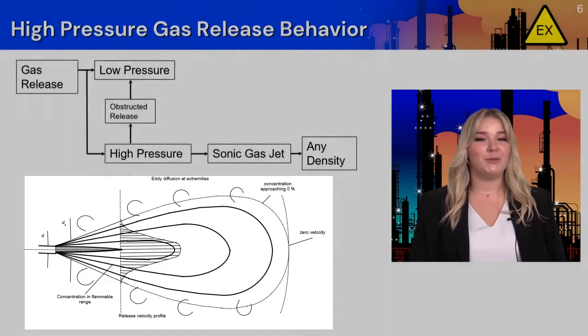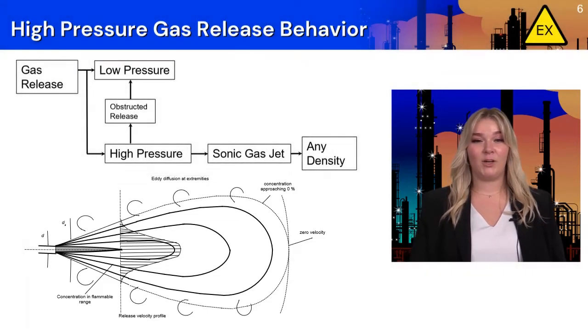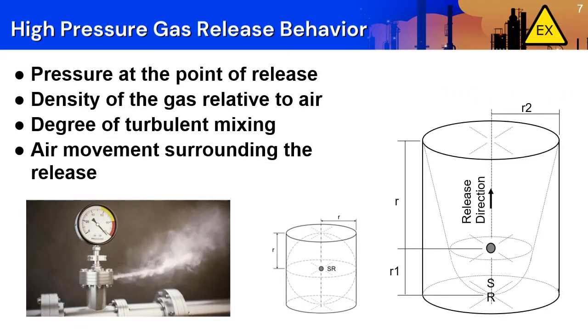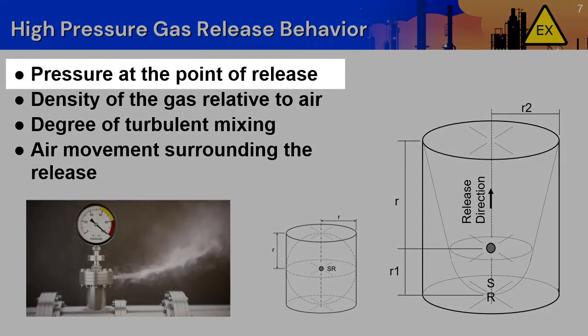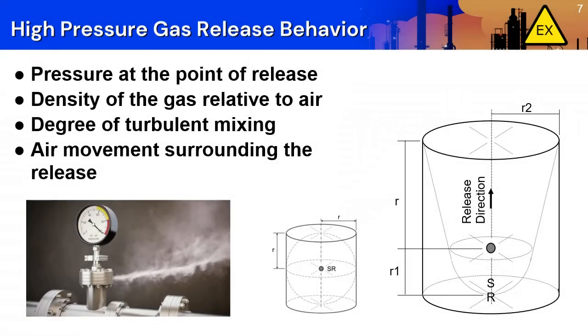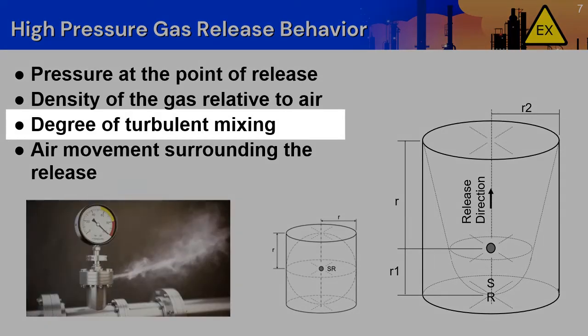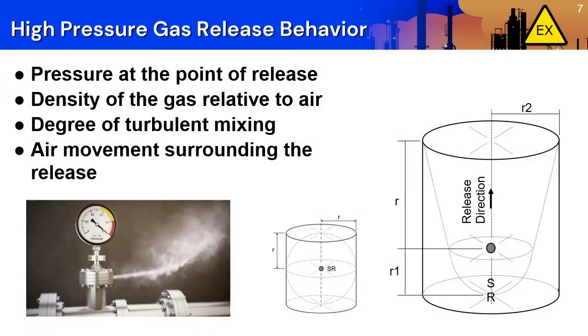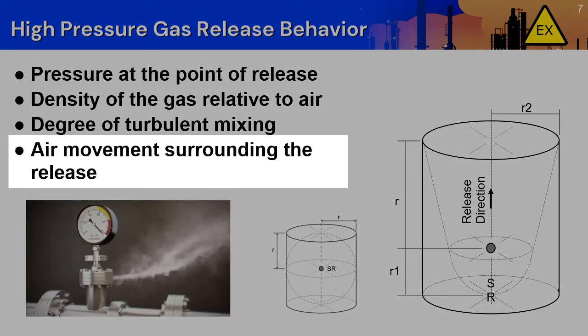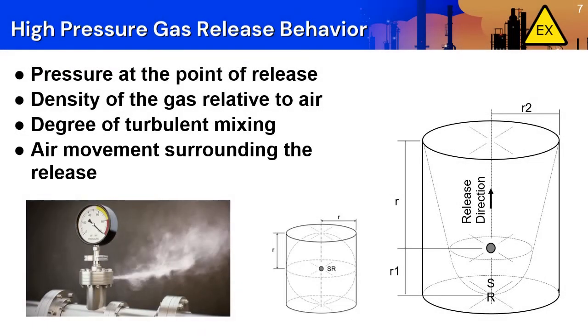If a high-pressure release is obstructed by nearby equipment or structures, the jet release will be disturbed, and it will behave more like a low-pressure release. A high-pressure release will be influenced by pressure at the point of release, the density of the gas relative to air, the degree of turbulent mixing from the gas stream and surrounding air, as well as the air movement surrounding the release. At high pressures, a Joule-Thomson thermodynamic effect also occurs.